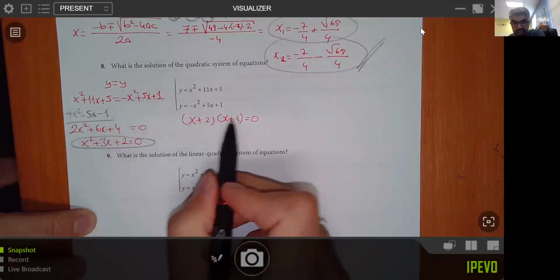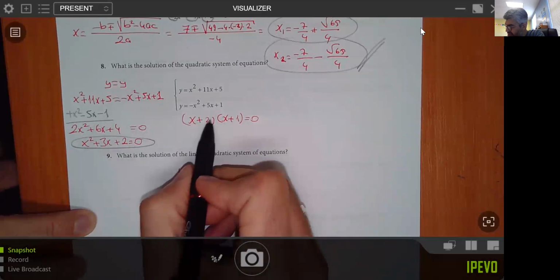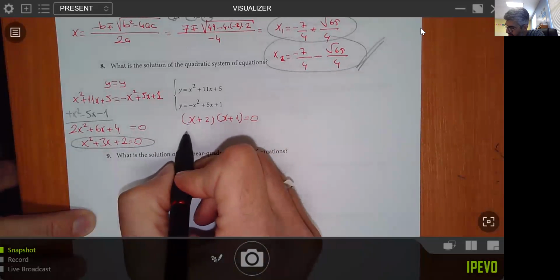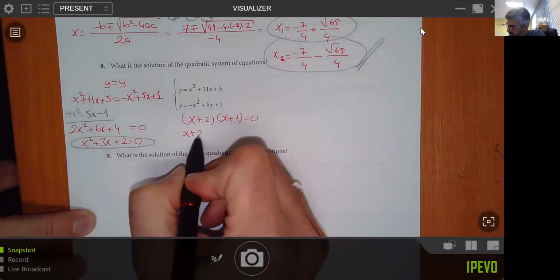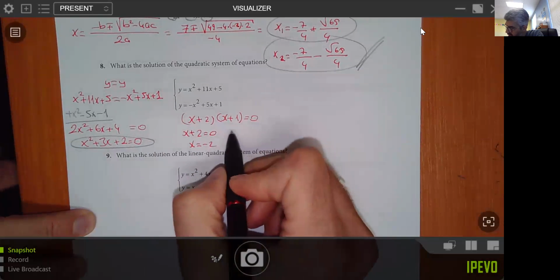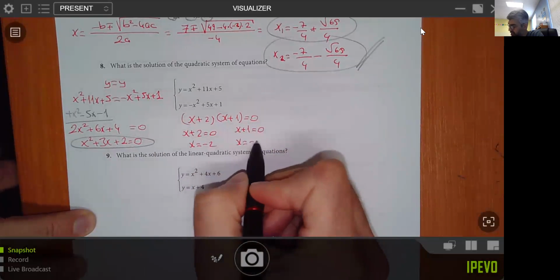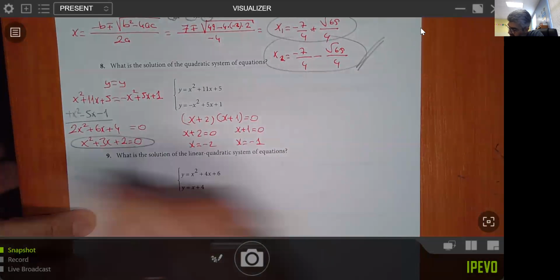Well, this is like finding the zeros of the function, right, guys? And the product of the factors equals 0. From here, x plus 2 is 0, and the first solution is negative 2. And the second factor, x plus 1 equals 0, and the second solution is negative 1.